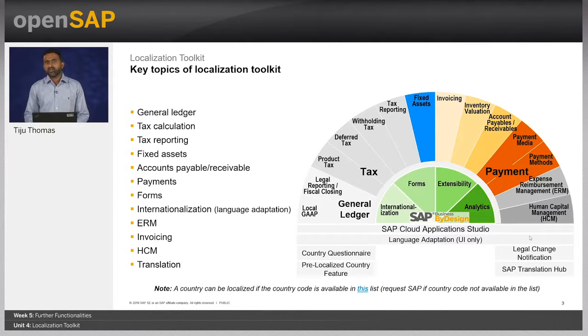In addition, using the localization toolkit capability, you could create tax content for a non-localized or tax basic country to fulfill the taxation requirements. You could create product tax, withholding tax, deferred tax, etc. And again, as part of tax reporting, VAT returns, tax books, etc. With respect to fixed assets, you can track the life cycle from acquisition till the retirement of a fixed asset using this. Depreciation, configuration, valuation and postings are also included under the topic of fixed assets.